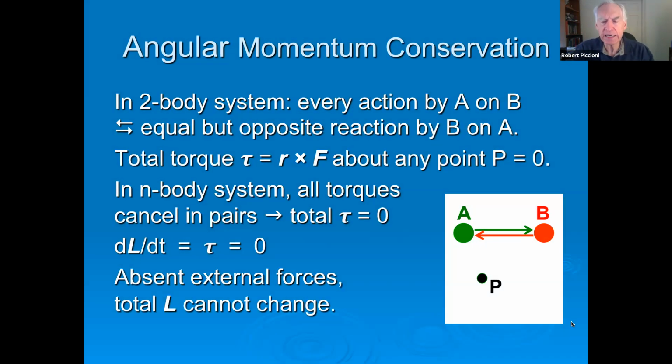Okay, and now I want to demonstrate that if you have an isolated system, the total amount of angular momentum has to be conserved, just as the total amount of linear momentum is conserved in an isolated system. So we start off with a system that's simple, just made of 2 bodies, A and B. And whatever force that A exerts on B, by the third law of Newton, there's an equal and opposite force that B exerts on A.